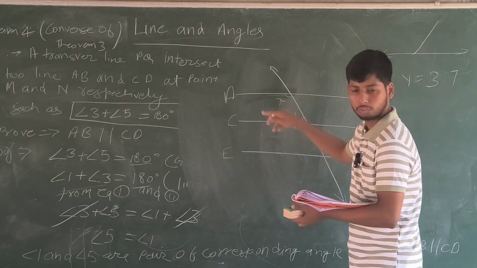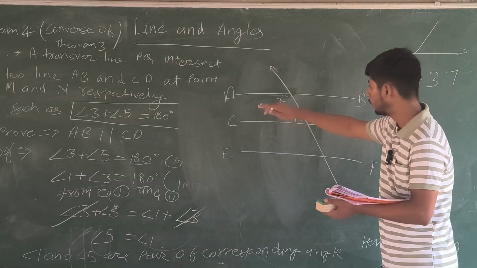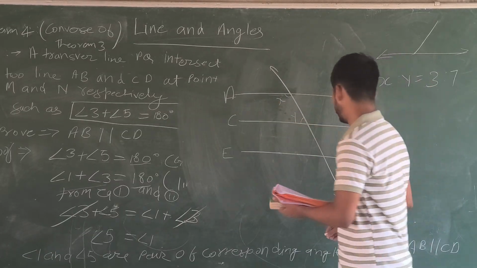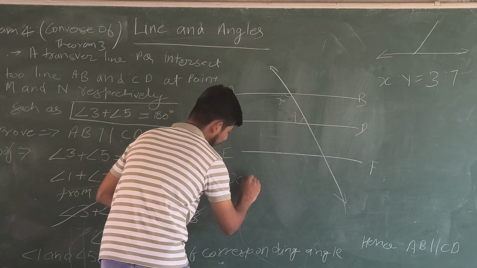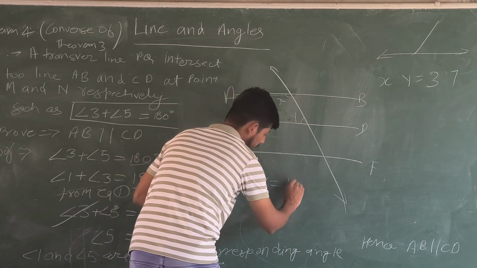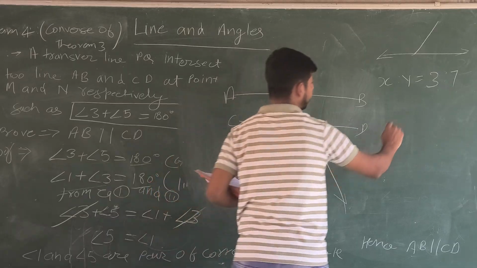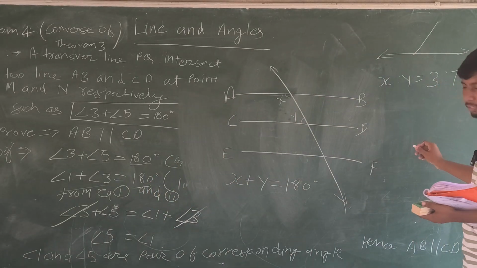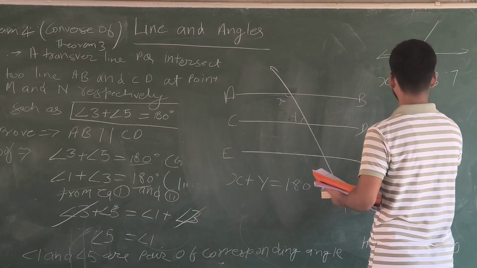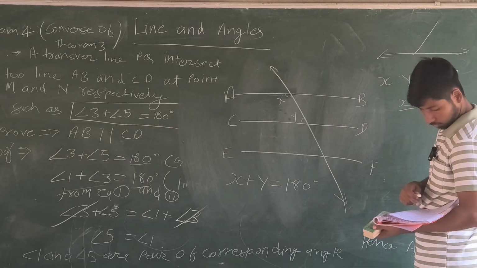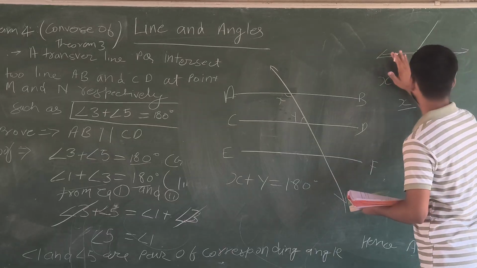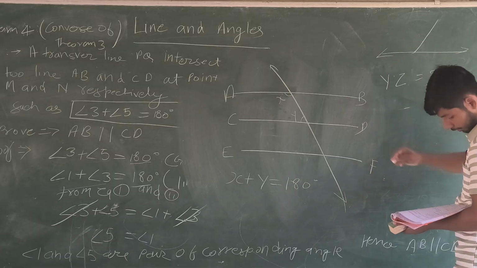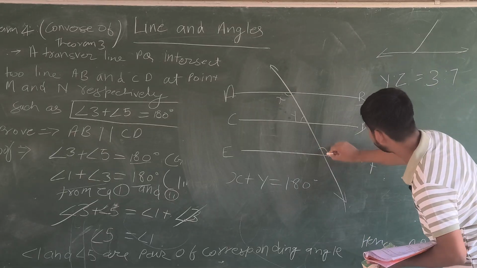Look at here. x and y are consecutive interior angles. So we know that the sum of consecutive interior angles is 180 degrees. So we can write here x plus y is 180 degrees, and here it is given that x ratio y is 3:7. Sorry, y ratio z is given 3:7. So z is this one.